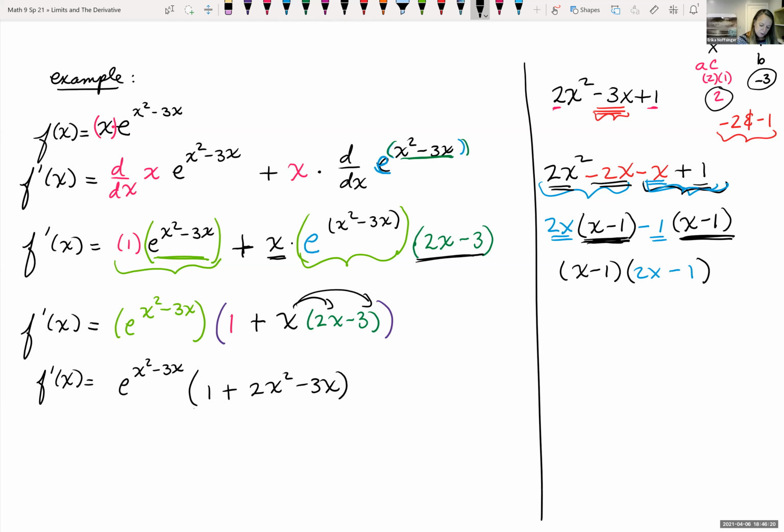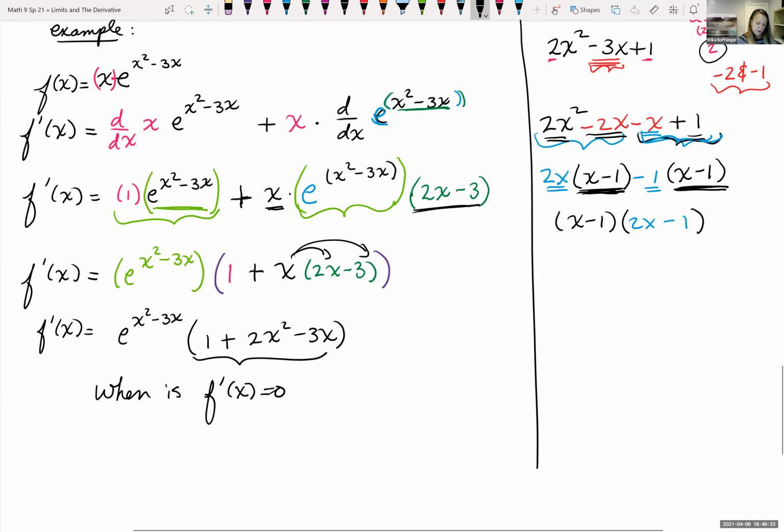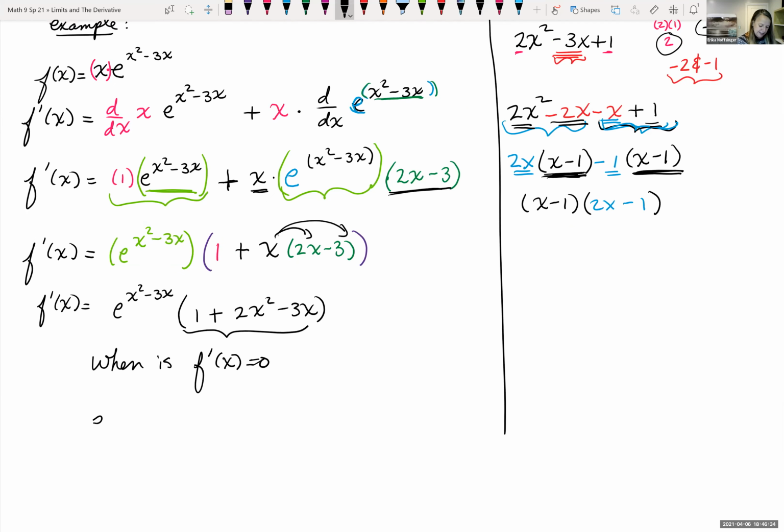So it was factorable right here. So let's rewrite this. We're looking at when is our derivative equal to 0. So we're looking at when is e to the x squared minus 3x, all times x minus 1, all times 2x minus 1 equal to 0.